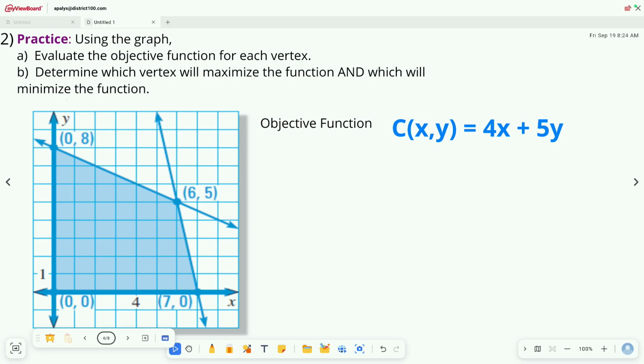So how are we going to do that? We're going to create a table. Even though on the test there's not tables given to you, I highly recommend using a table because it's a really nice way to organize your work.